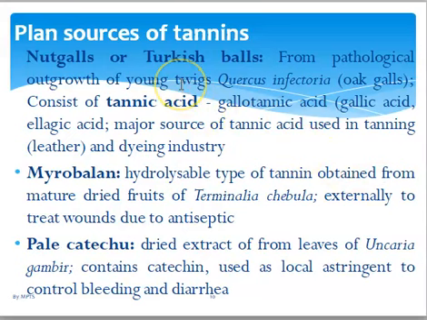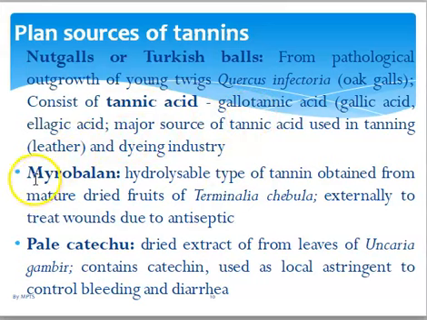What are the natural sources of tannin? These are the plants which are used. We have the nut galls or Turkish galls. These are from the pathological outgrowth of young twigs of Quercus infectoria, or the oak galls. They contain tannic acid, which is used in tanning of leather.